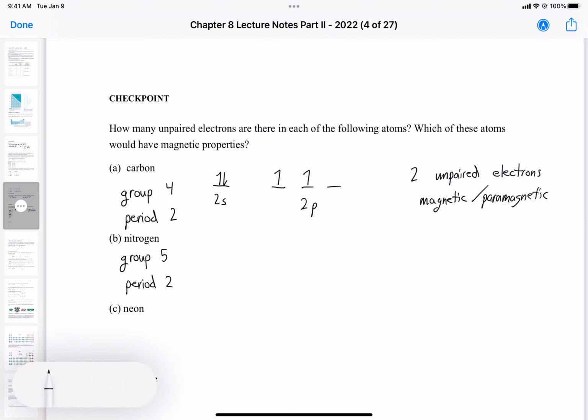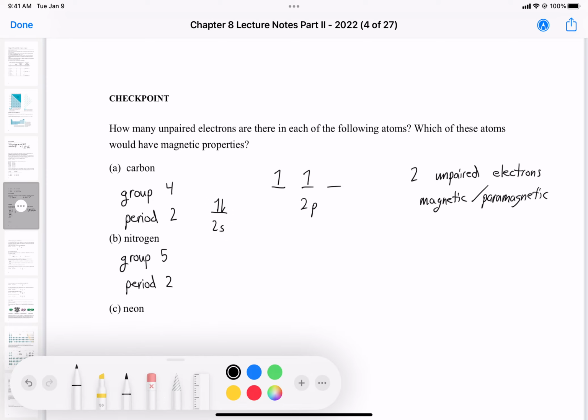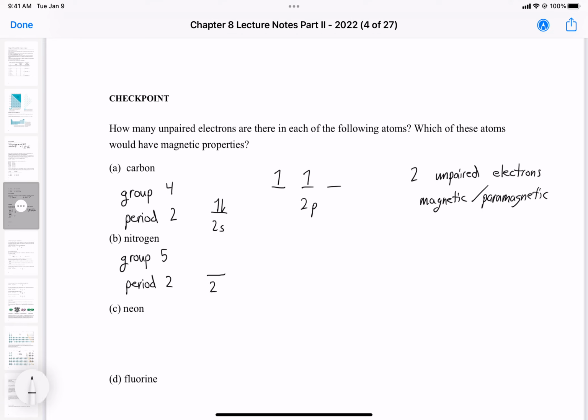Okay. So let's just draw the 2s at lower energy, because remember, the lower energy orbital gets filled first, and that's why the 2s gets filled first. So it has 5 valence electrons, so we're going to fill out all the electrons of the 2p, so we have 5. So it has 3 unpaired electrons. So nitrogen will also be magnetic and paramagnetic.